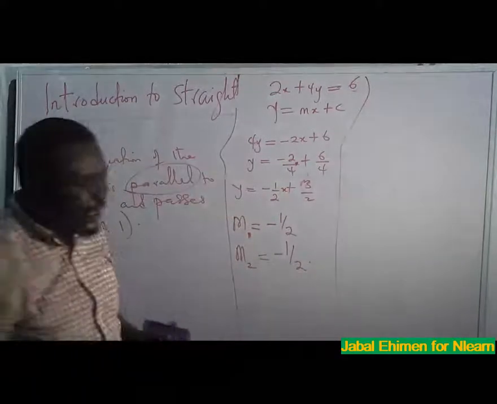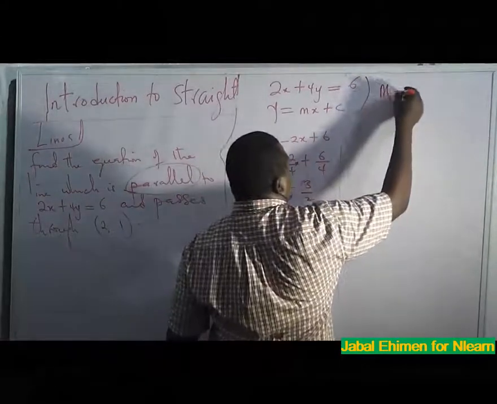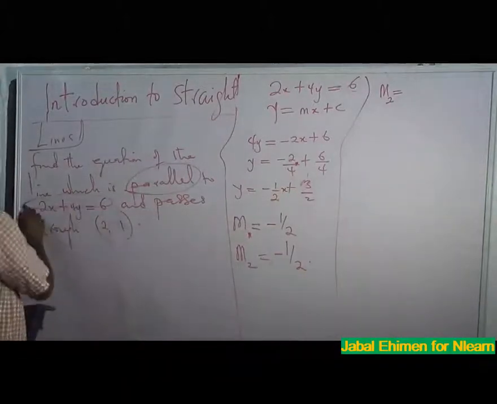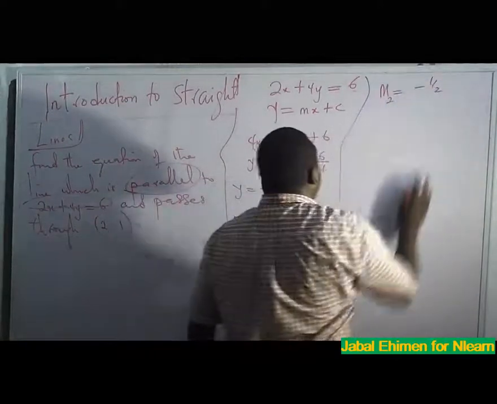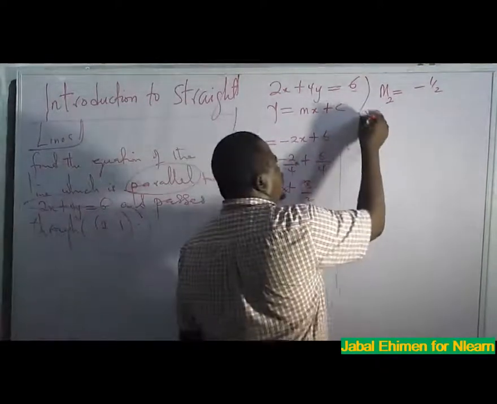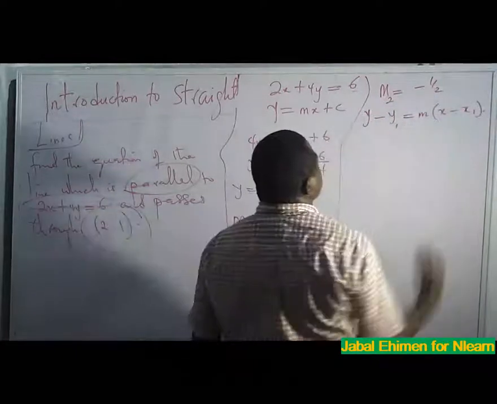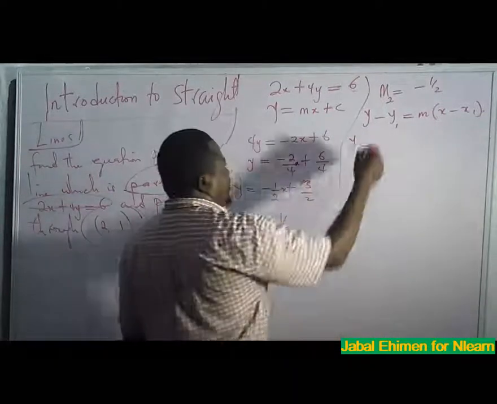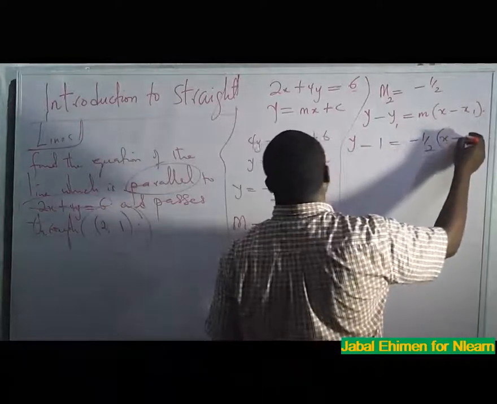So simple enough, I now have m known. The m2, which is the second equation I'm looking for, has a value of minus 1 over 2. We already know the first one, which is given. But it passes through one point. What is the point? (2, 1). Because it's one point, what formula will you use? y minus y1 equals m into bracket x minus x1. So that gives y minus 1, since y1 from (2, 1) is 1, and m is minus 1 over 2, times x minus 2.